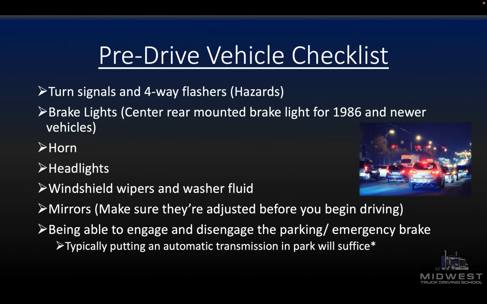Every car is a little bit different. Sometimes it's right above the steering wheel column. Sometimes it's right on the dash. You'll see it's a triangle, and hit that. Those are your flashers. And then brake lights. Brake lights have to work. You got your left and your right brake light, and your center rear mounted brake light for 1986 and newer vehicles. This one right here, this one right here. So that's got to work as well.